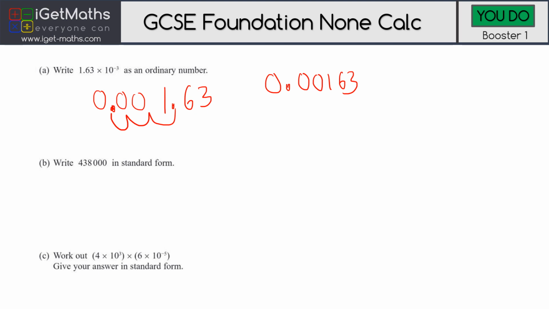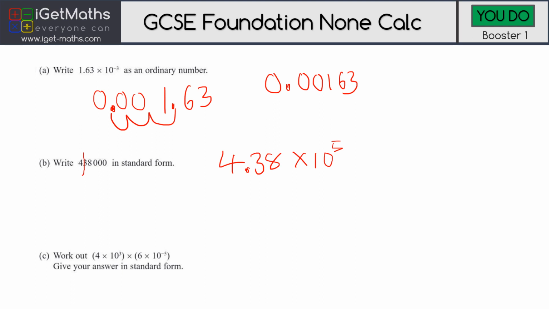Write 438,000 in standard form. So remember, it needs to be between 1 and less than 10, so that's going to be 4.38. And if our decimal is there now, we've got 1, 2, 3, 4, 5 digits, so that's going to be times 10 to the power of 5.